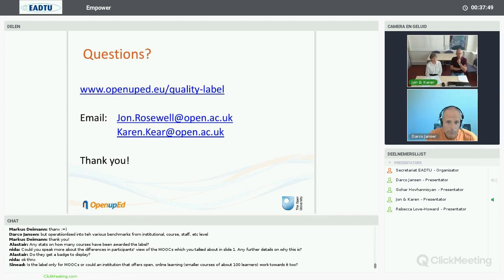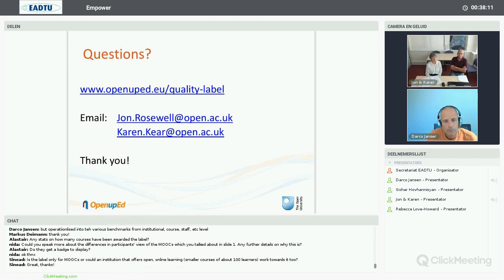I think the answer to that question is probably that e-excellence would be the more suitable approach for e-learning generally, rather than OpenupEd. But they are very similar in that they started from essentially the same set of benchmarks. So they take a very similar approach and cover very similar ground. But remember that both e-excellence and the OpenupEd label are at an institutional level or at a program or curriculum level. It's not by definition a MOOC label itself. It's more a label that the institutional processes on quality are in place.